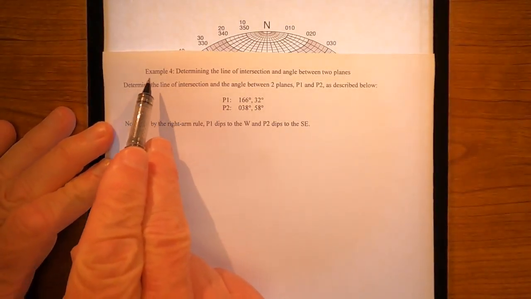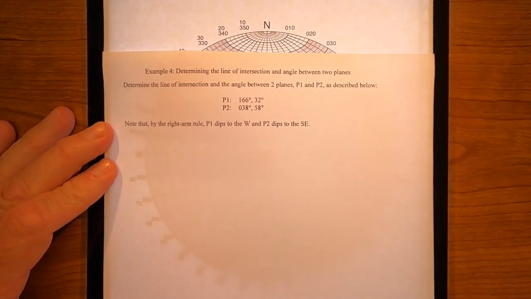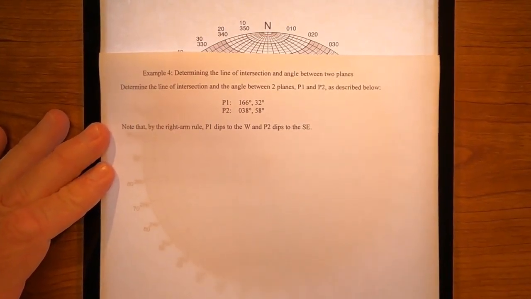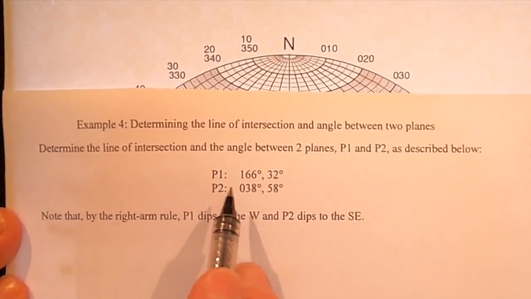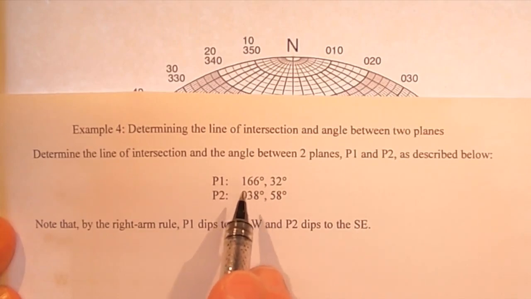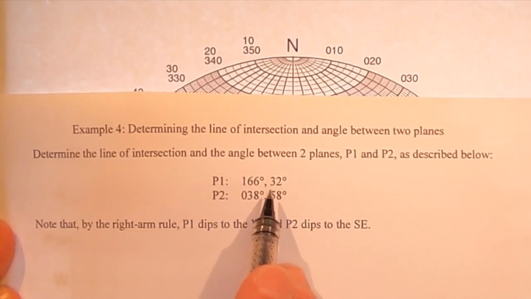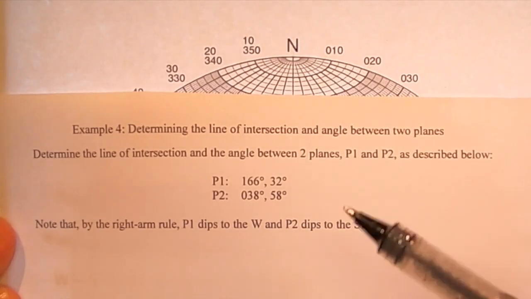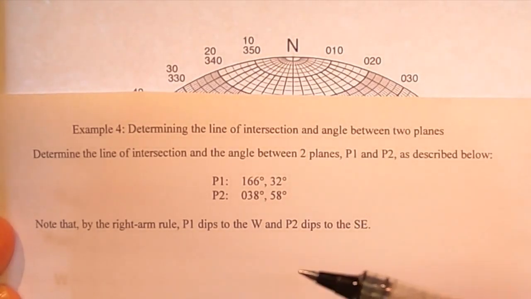Let's consider example number 4, and this is example 4 for lab number 2. In this case, we're provided with two planes. One is specified as having a strike of 166 and a dip of 32 degrees. Given that this follows the right arm rule, 166 requires that the plane dips to the west or perhaps the southwest.